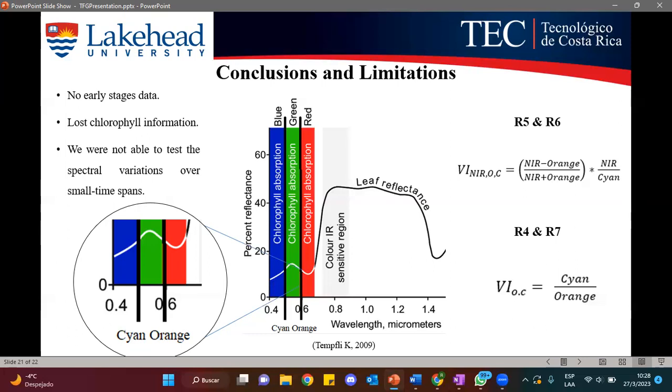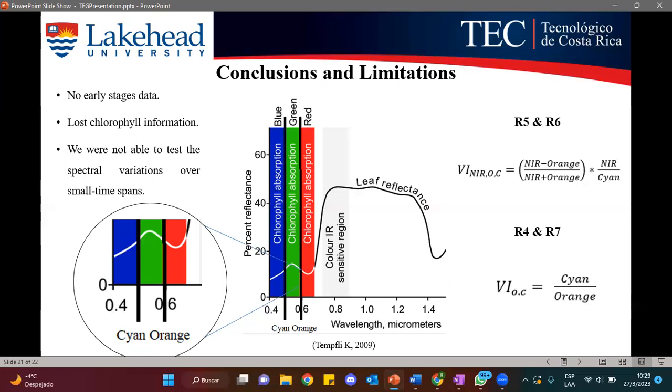For the spectral profiles, the conclusion is that they behave as expected from literature of healthy vegetation spectral profile. You can see down on the left the blue, green, and red regions. And in the middle of them, we can see cyan and orange. They should remain on similar values, which is what happened in the study. There is a decrease in orange from R4 to R5. Then it remains similar, and then in the last stage, it goes up.